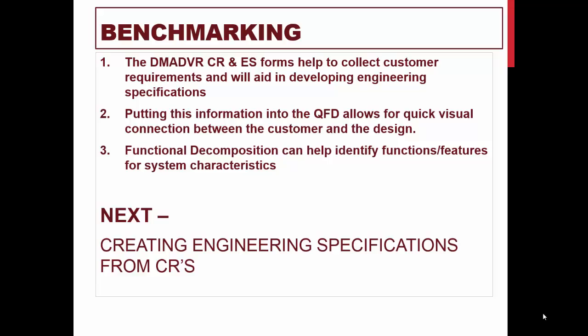So with that benchmarking, the DMADVR toolbox, the customer requirements and engineering specification sheets help us to collect the customer requirements and will aid in developing our engineering specifications. Putting this information in the QFD will allow us to have a quick visual connection between the customer and our design, thereby assuring the success of our design. And finally, functional decomposition can be used to help identify functions and features for system characteristics that will fulfill the customer needs and wants. Next, we will be taking a look at creating engineering specifications from our customer requirements.